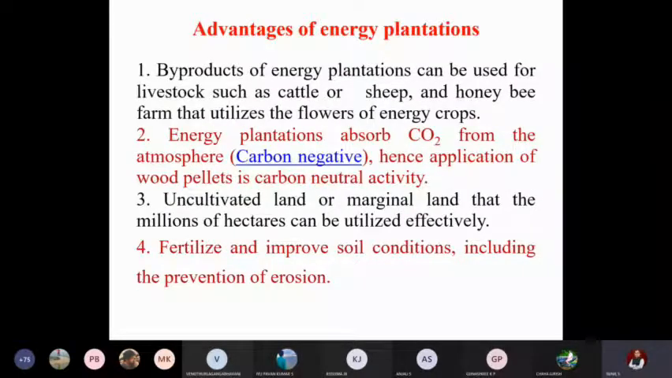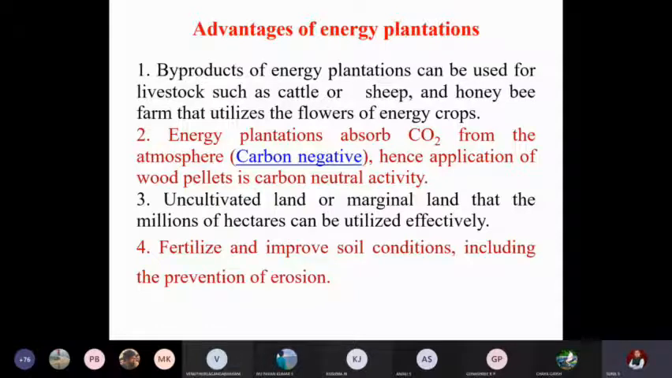What are the advantages? As already we have discussed, byproducts of energy plantation can be used for livestock such as cattle, sheep, etc. Honeybee farms can utilize the flowers of energy crops. Sometimes certain plants give out flowers, you can see them on the roadsides, so they give out certain waste flow that can be used for honeybee farming. Energy plantations absorb carbon dioxide from the atmosphere. Hence, the application of wood pellets is a carbon neutral activity.